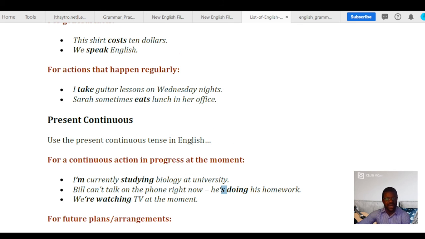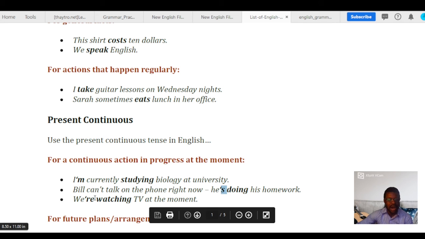We are watching TV at the moment. We are watching. We is the subject. Are is the helping verb. Watch is the main verb. Then ing is to tell us that it's going on at the moment. That's why it is called present continuous tense.